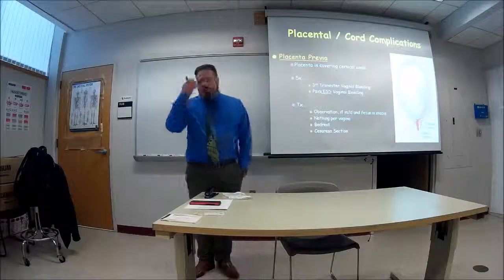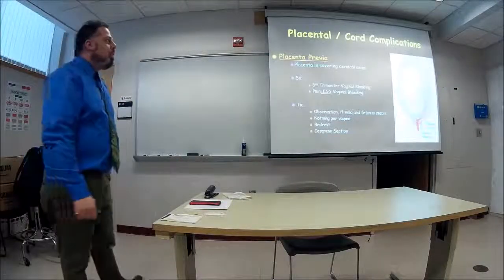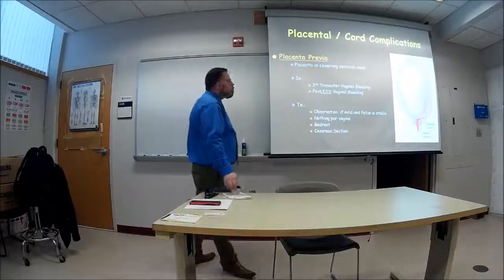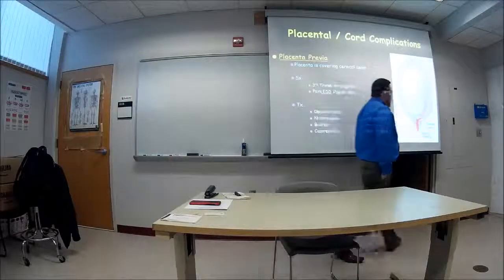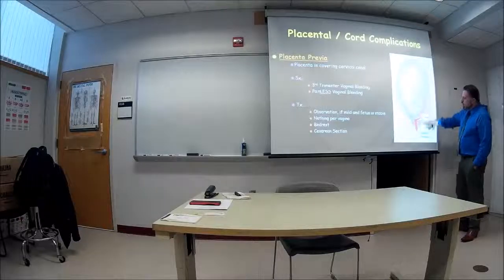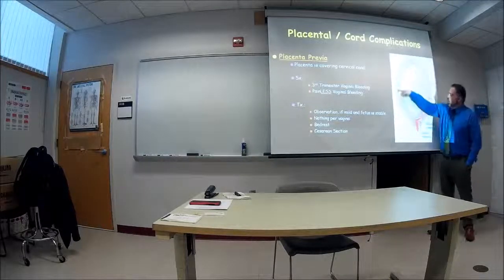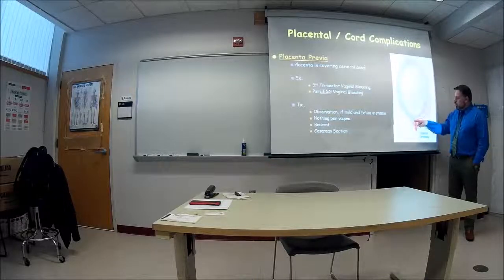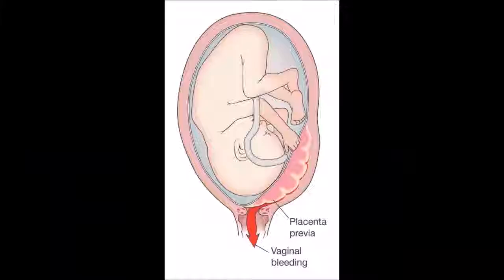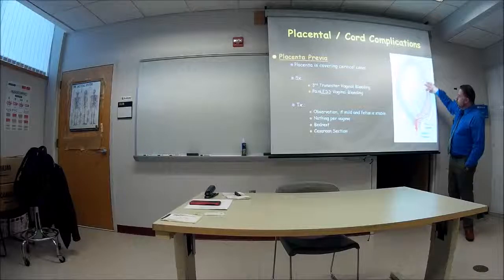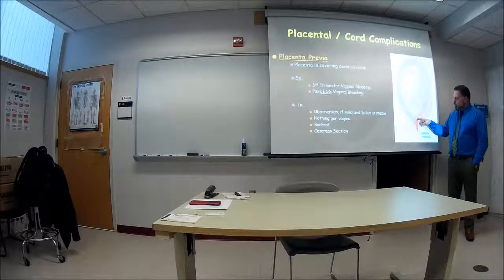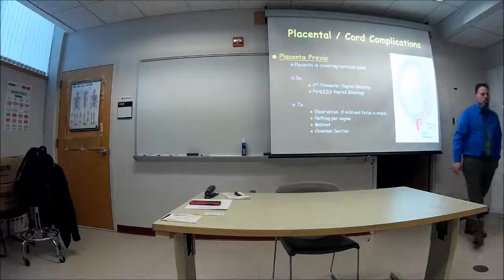So let's talk about some complications now. We could have placental and cord complications. So here we have placenta previa. Normally the placenta should be away from the cervix, so let me put this in perspective. Here's the uterus. Obviously, the baby's inside the uterus. Here's the cervix, the opening to the uterus, and this is the vagina. Normally, when this baby's bigger, the placenta is someplace up here. The placenta does not go over where the cervix is.